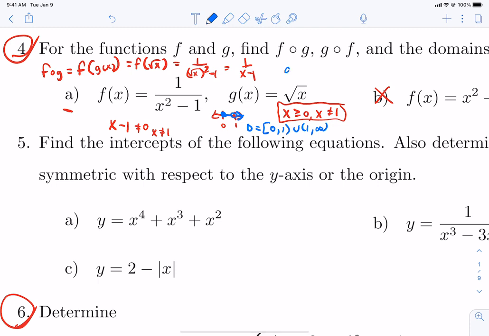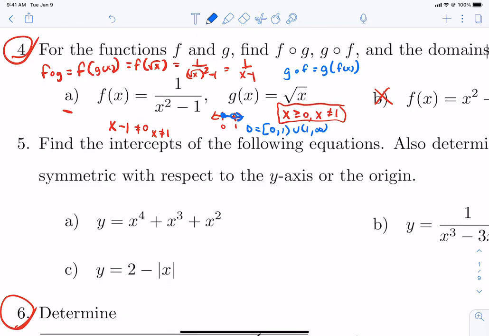So now let's do the g of f. So g of f is the g function with the f function stuck inside. Well, the f function is 1 over x squared minus 1, and that is going to go into our g function. So it's really going to end up being the square root of 1 over x squared minus 1. And you can't really do anything else. That is your final version. So what does that mean?